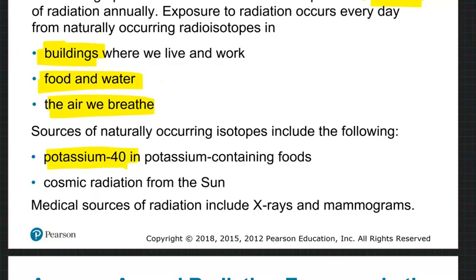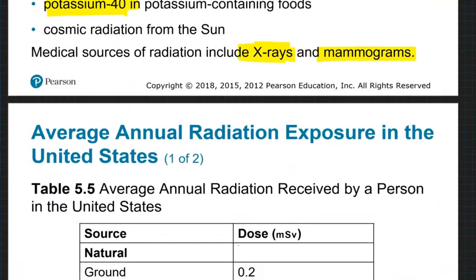Now, potassium-40, folks. Potassium is fairly common in foods, and it does have an unstable radioactive isotope, potassium-40. We do eat some radioactive carbon and some radioactive phosphorus, but the amounts are very, very small, okay? Obviously, X-rays, CT scans, mammograms, but also there's one thing that they're missing here.